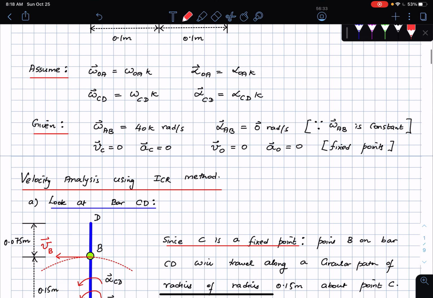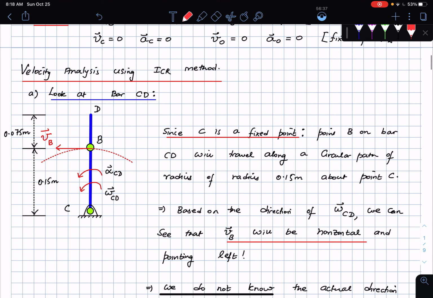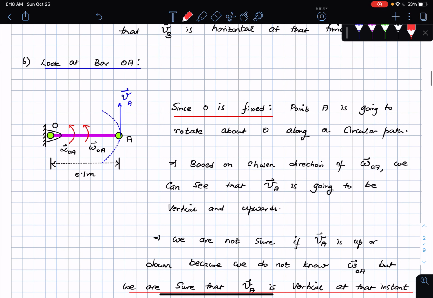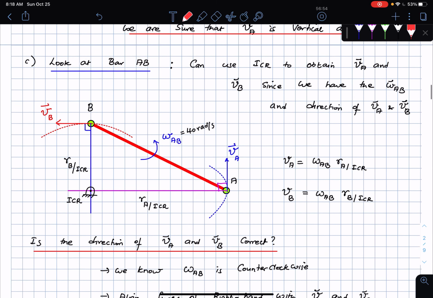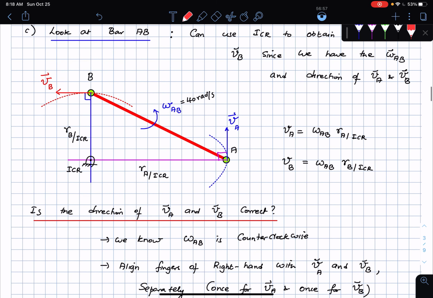That's exactly what I've done. Took the bar CD and figured out that if I assume some rotational direction for CD, then the velocity of B is going to be pointing to the left or the right, but I know that it's horizontal for sure. Then I go to the bar OA, and I know that the velocity of A is vertical for sure. It could be up or down, I don't know that. Then I go to the bar AB, and I know the direction of VB and the direction of VA.